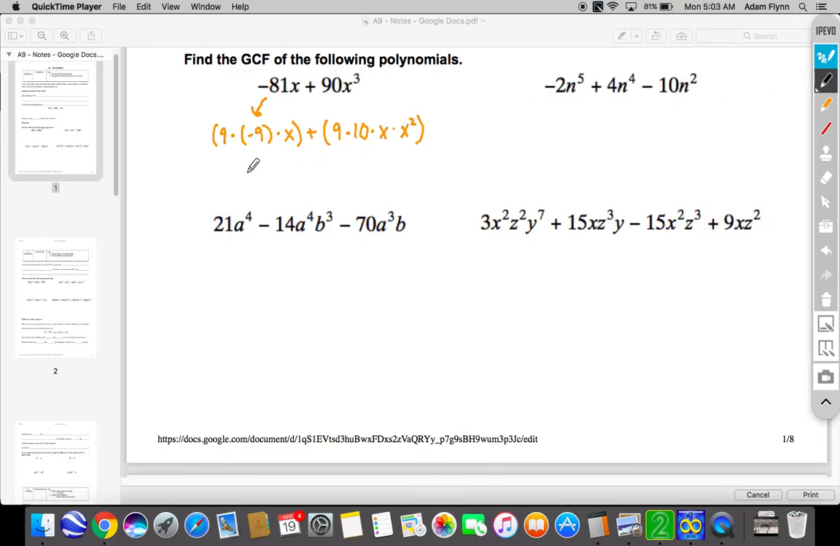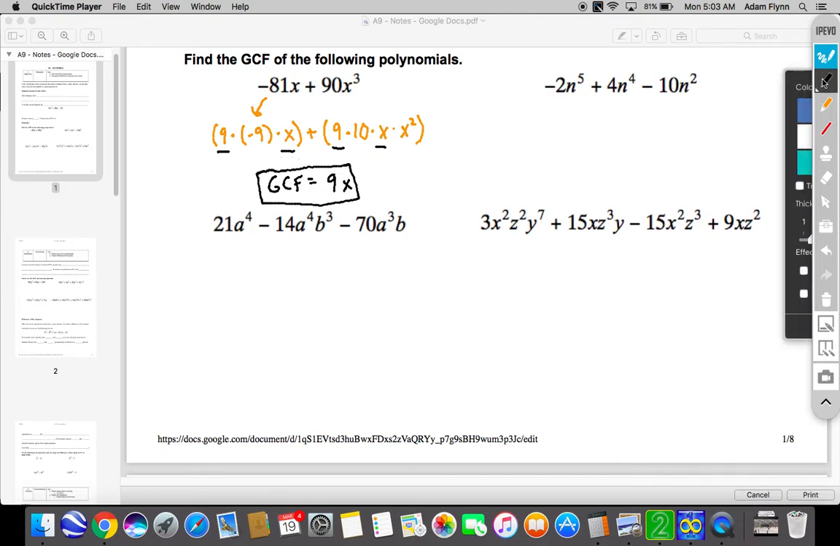So if we take a look at this, we know both terms are divisible by 9. Both terms are also divisible by x. Okay? So our GCF is going to be 9x. And that's all we have to do for this level of the standard. Actually, I'll keep this one.